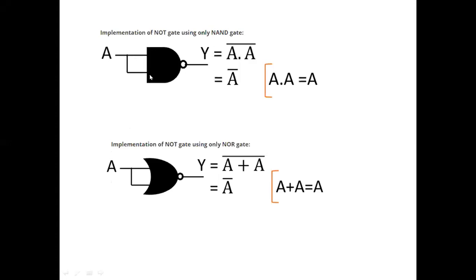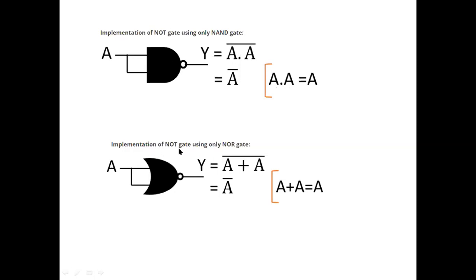This is the NAND gate, and the two inputs are shorted here. NAND gate function is basically (A dot B) whole complement, but here A is the only input which is given to the two inputs. So (A dot A) whole complement, and we know from the Boolean laws that A dot A is equal to A. If I substitute that here, this becomes A bar. So if you give A to a circuit which gives output A bar, it is called an inverter. So we can implement an inverter using NAND logic.